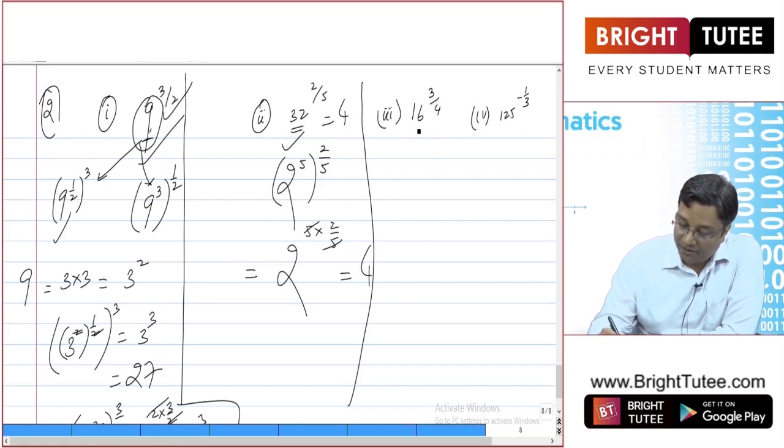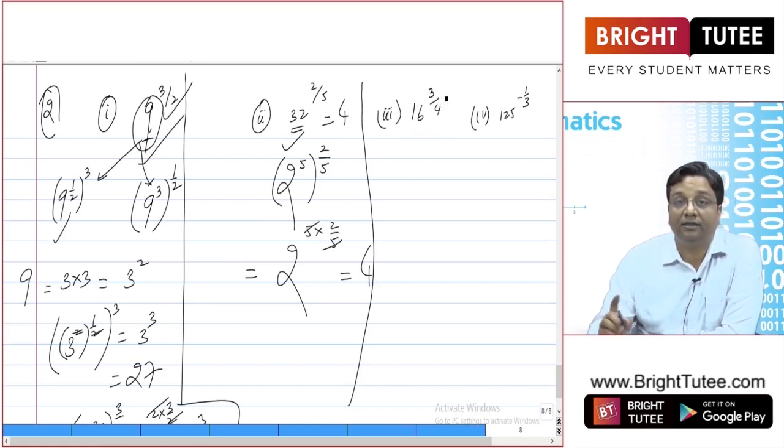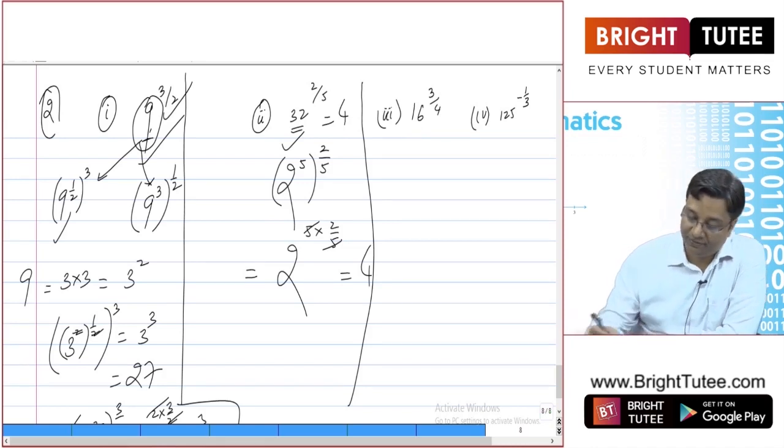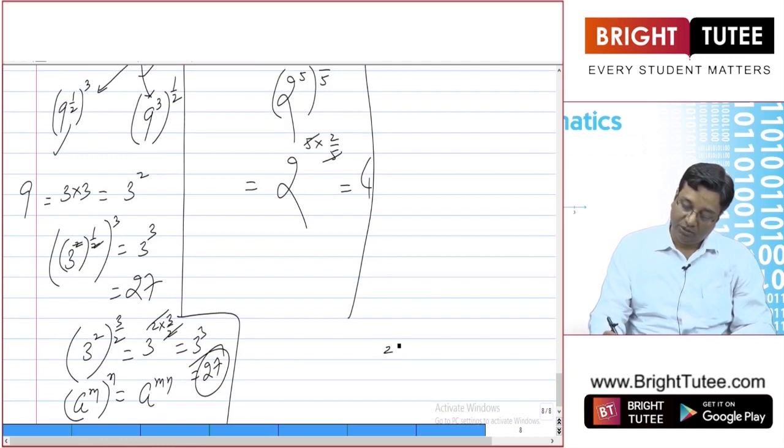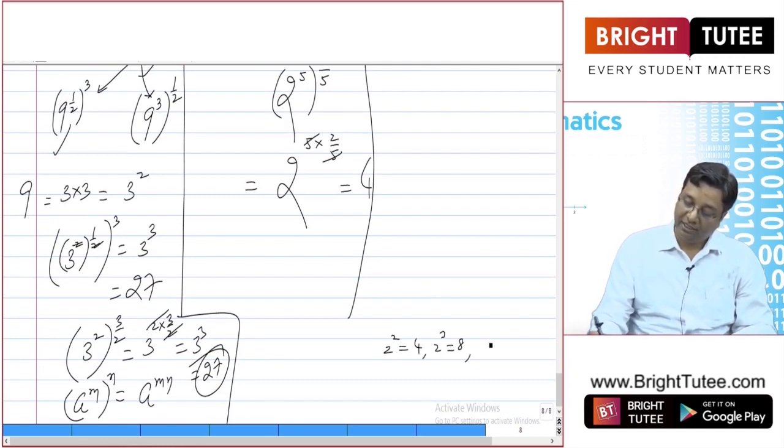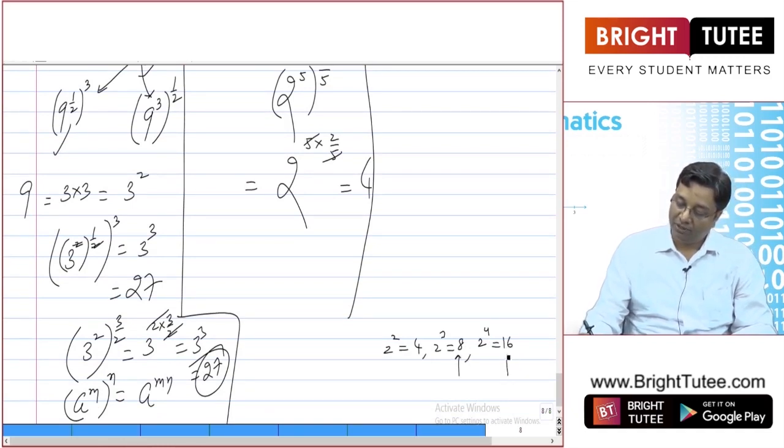Now 16 raised to power 3 by 4. 16 is nothing but 2 raised to power 4. So you should be comfortable with powers of 2 and 3 at least. 2 raised to power 2 is 4, 2 raised to power 3 is 8, 2 raised to power 4 is 16. You keep on multiplying with 2. Now if you multiply it with 2, you will get 2 raised to power 5. 2 raised to power 5 is 32. 2 raised to power 6 is 64. You should be comfortable with these powers.